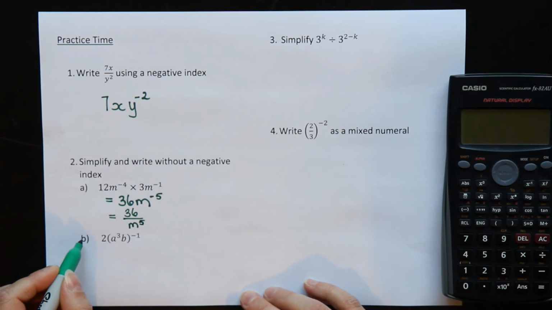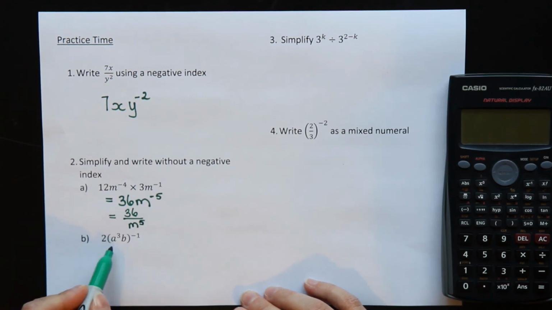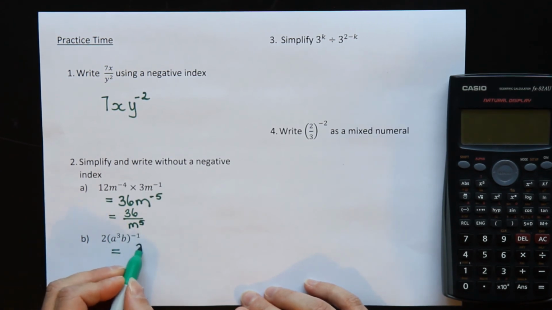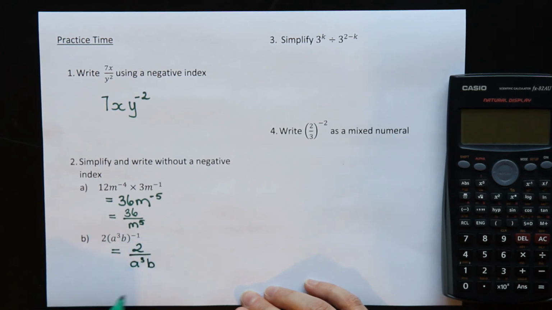Question B here. 2 bracket a to the power of 3, b all to the power of negative 1. Okay, if it's the power of negative 1, we can put that whole bracket onto the bottom of a fraction and make it a positive power of 1. So 2 over a cubed b, and that would be to a power of 1, but that's not actually going to do anything to this question, so we can just write it like that. That's done.